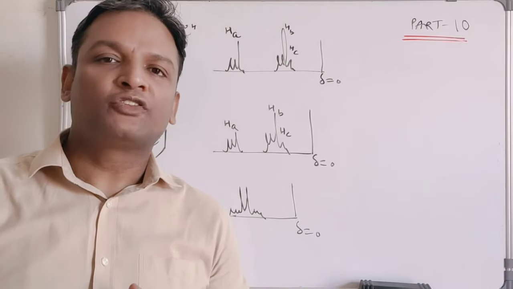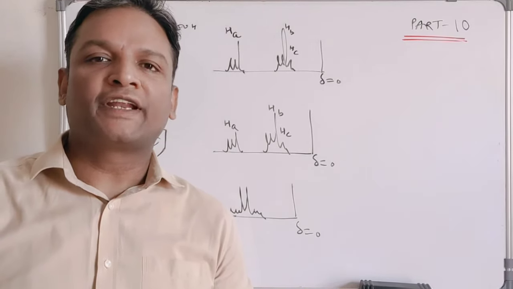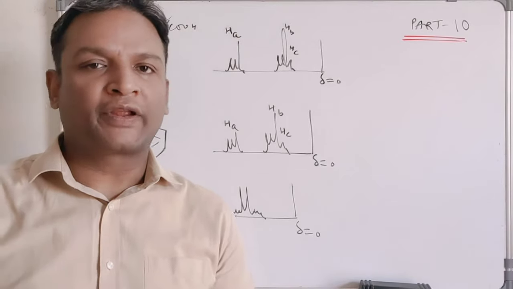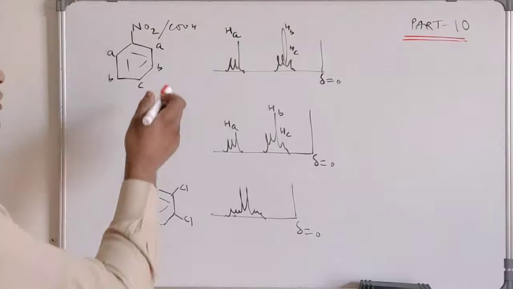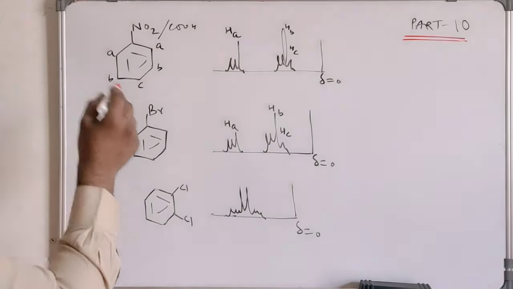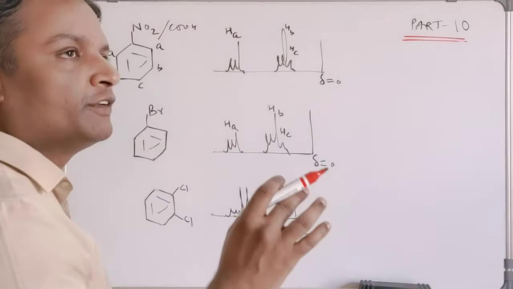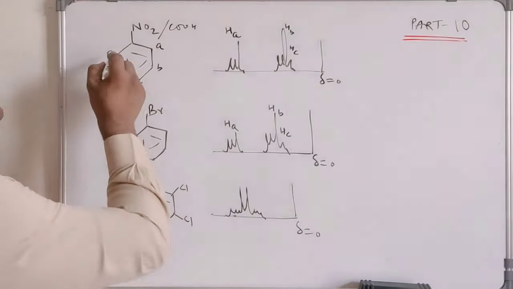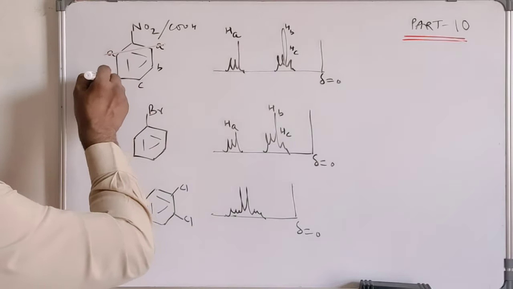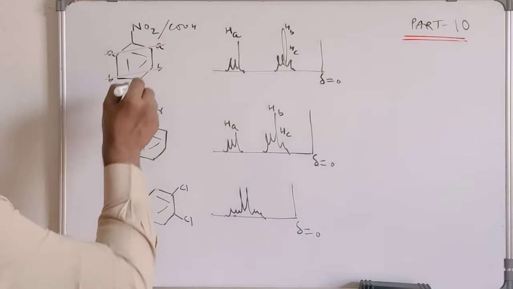These are some examples of aromatic systems which contain groups which are strongly electron donating or electron withdrawing in nature. So here we observe nitrobenzene. In the case of nitrobenzene, we will not observe accidental equivalence because these 2 are very much different, and these 2 are very much different, and this one is very much different.